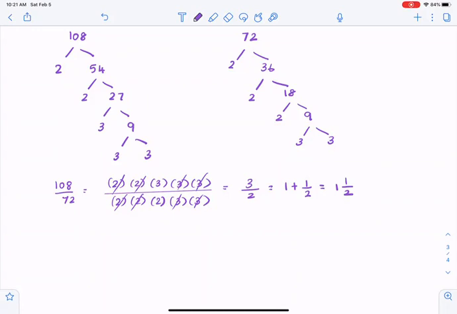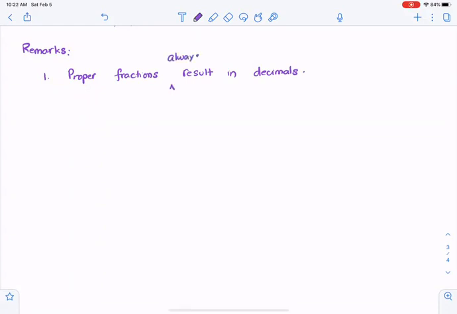So far we've just seen improper fractions and writing them as mixed fractions. What would happen if we have proper fractions? The process of reducing will be the same, but proper fractions would result in decimals, because the numerator is always smaller. I shouldn't say always because there are arguments that we can make. They would result in decimals.